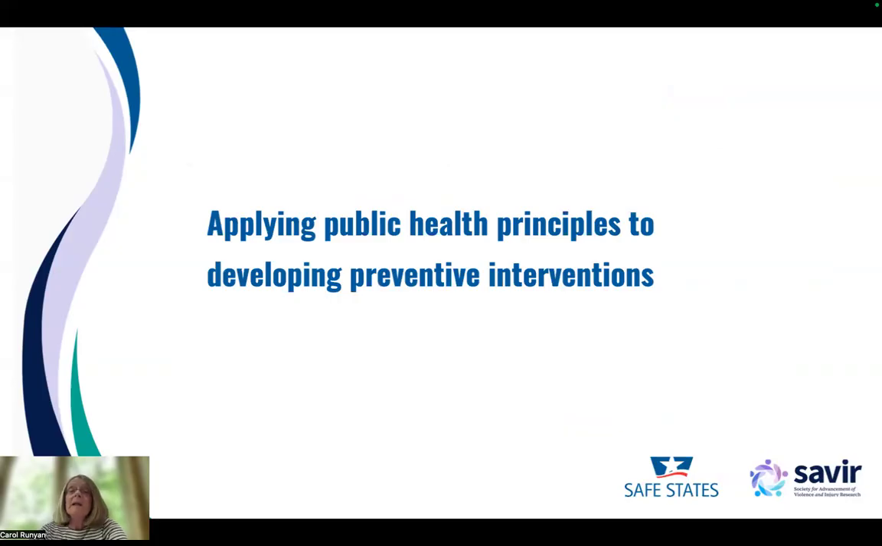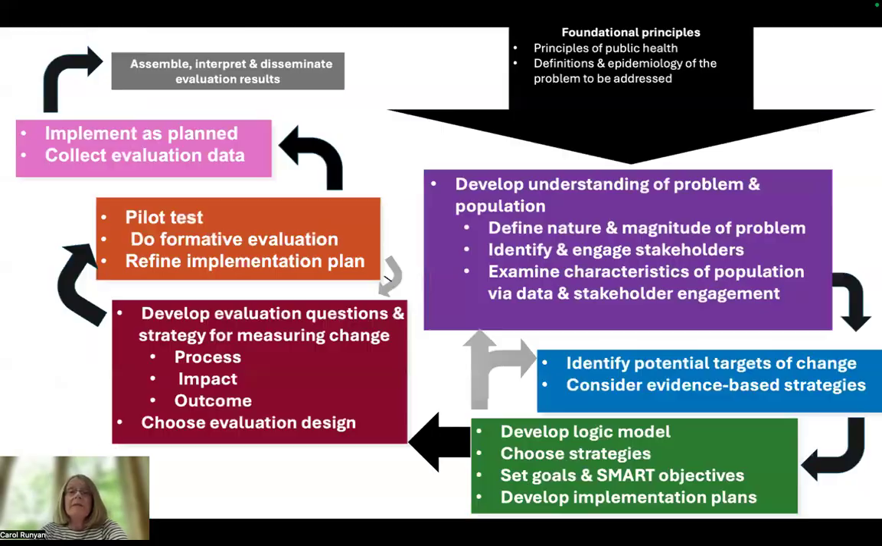So let's begin applying public health principles to developing preventive interventions. This diagram may be familiar to you already, as it's a standard kind of planning diagram in public health, where starting up in the upper right-hand corner there in the black arrow, we base what we're doing on our foundational principles of public health and on defining the epidemiology of the problem we wish to address, drawing on surveillance data as the usual way of determining what those problems are.